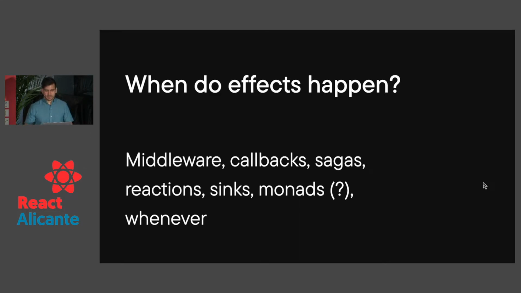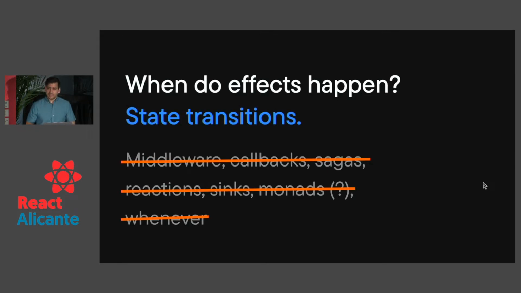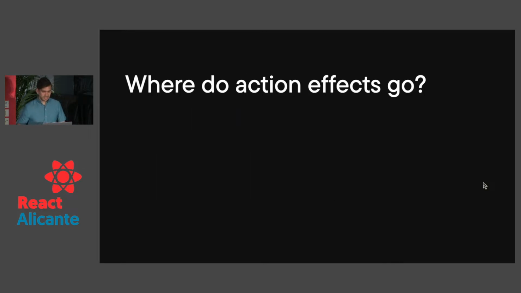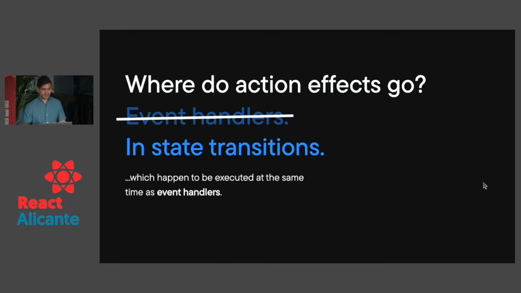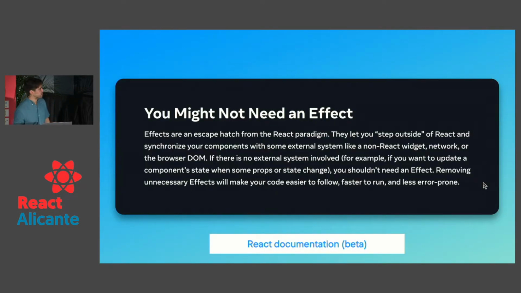So when do effects happen? You might think, okay, if I'm using some library like Redux, they might happen in middleware or callbacks or sagas, reactions, monads. I don't know. So they could happen in many different places, but really they happen in these state transitions, which are caused by these events being sent. And so that's why moving effects closer to event handlers actually makes your effects make more sense. So where do these action effects go? In these state transitions, which happen to be executed at the same time as event handlers.